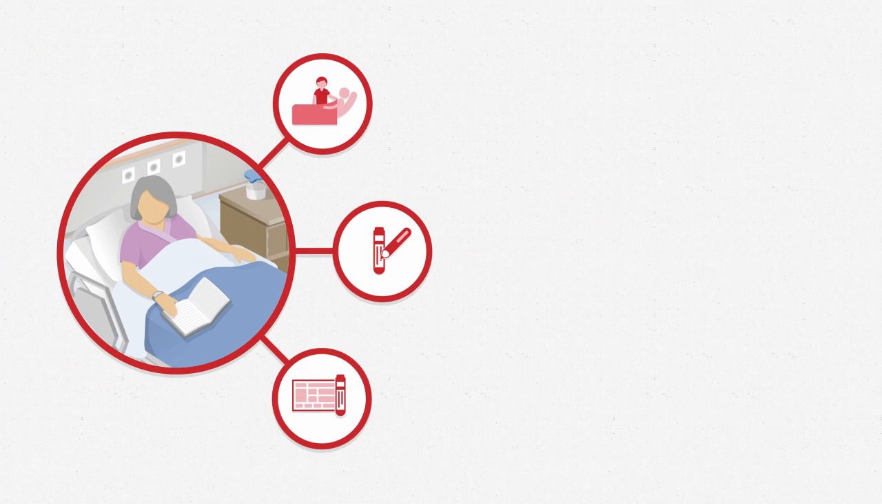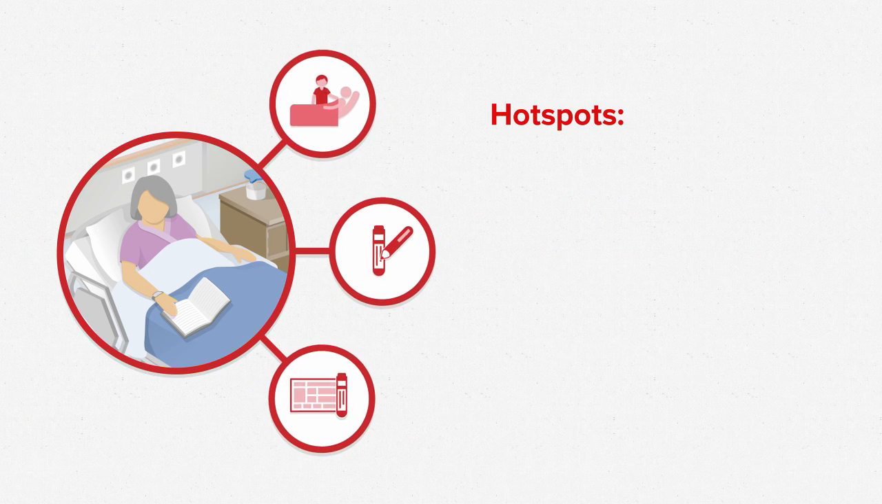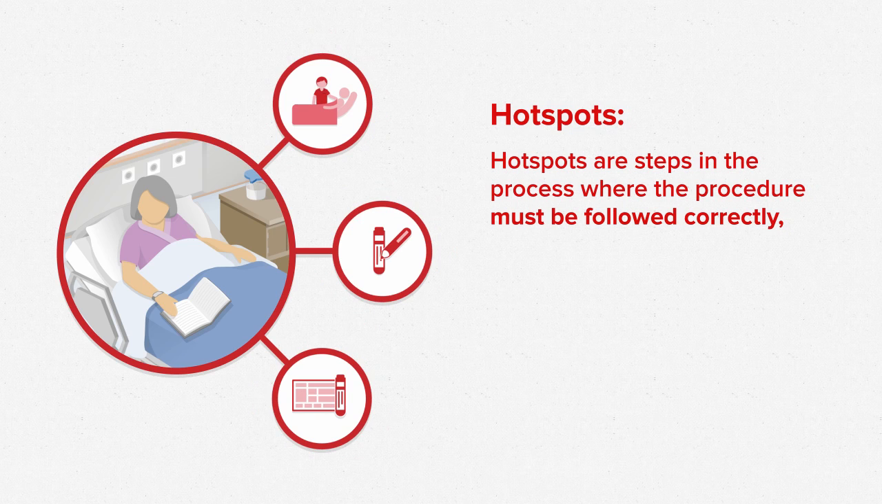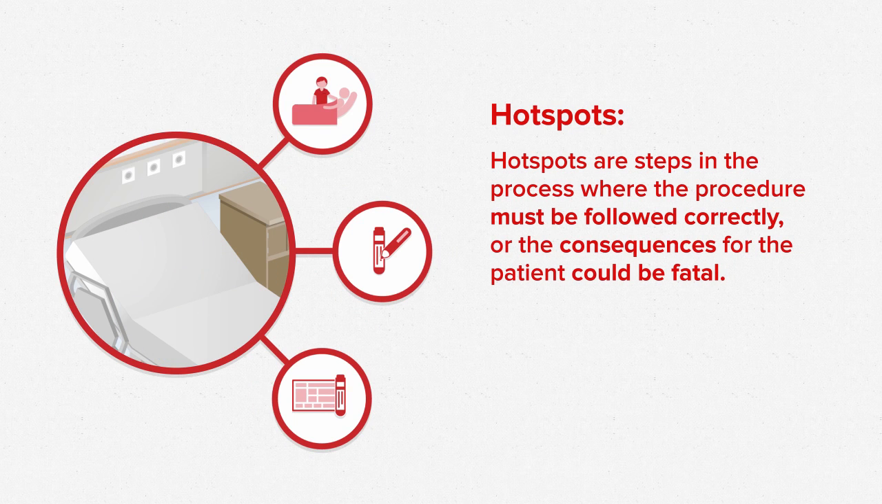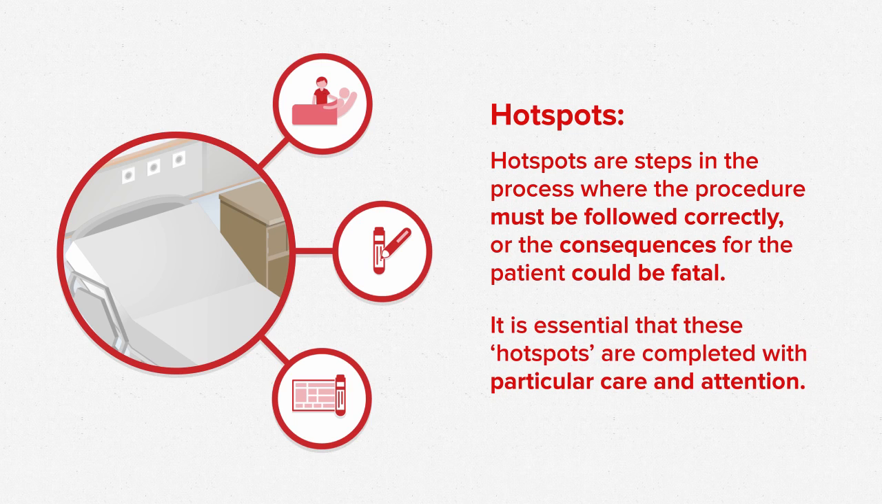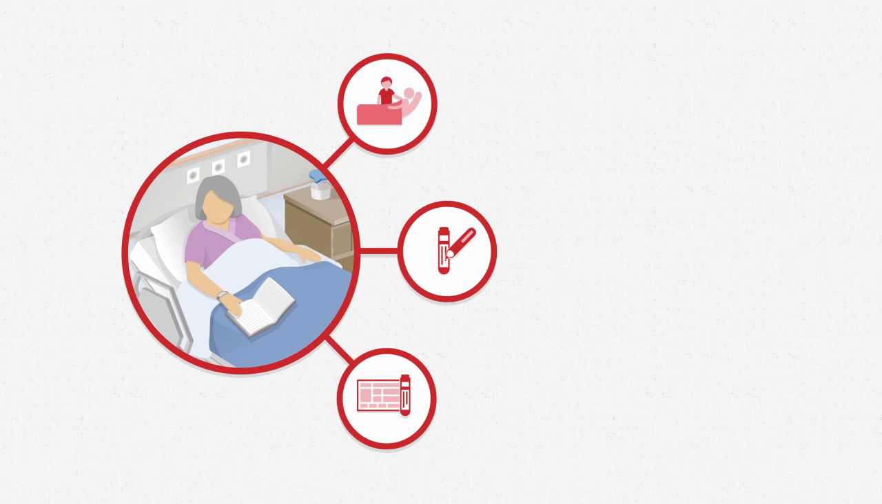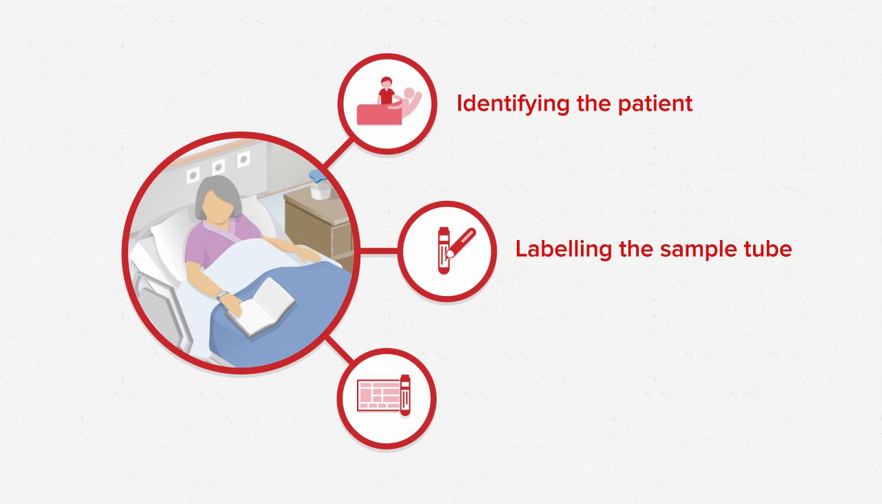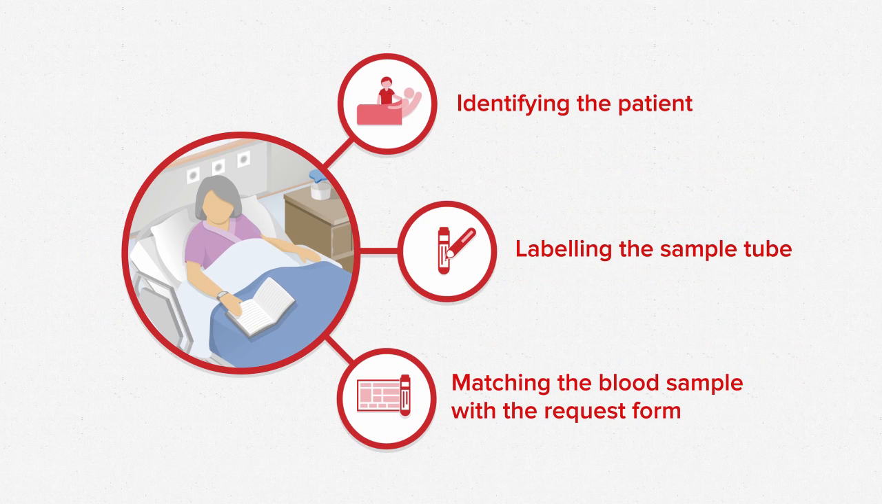There are a number of steps in the sampling process that are known to be high risk or error hotspots. These are steps in the process where the procedure must be followed correctly, or the consequences for the patient could be fatal. It is essential that these hotspots are completed with particular care and attention. The hotspots are identifying the patient, labelling the sample tube, and matching the blood sample with the request form.